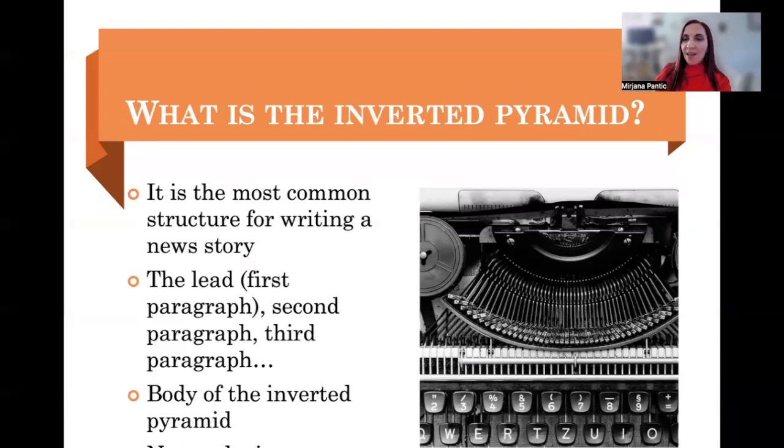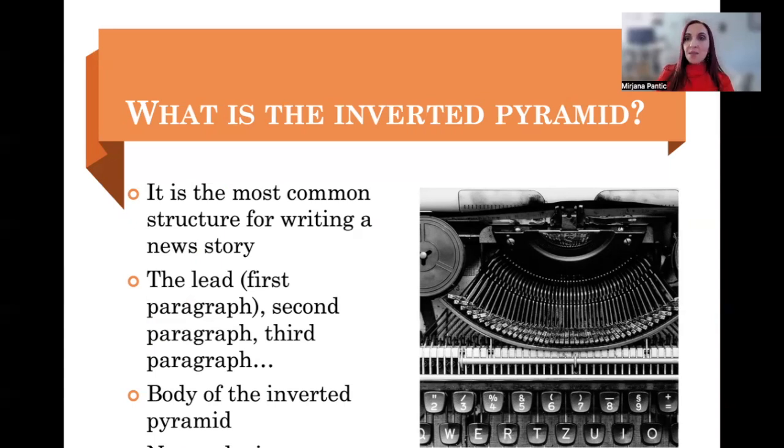What does it look like and how does it start? It starts with the story lead. Of course, every story has a headline, but aside from the headline, the first thing you will see is the lead of the story that we talked about in the previous lecture. The lead is the first paragraph of the story. Then the inverted pyramid continues with the second paragraph, third paragraph, fourth paragraph. The rest of the story is what we call the body of the inverted pyramid.